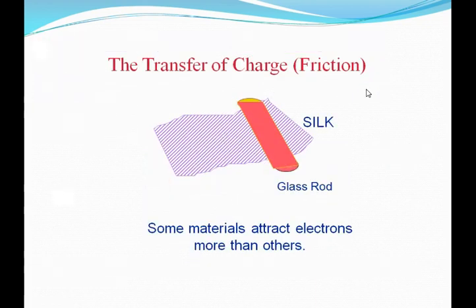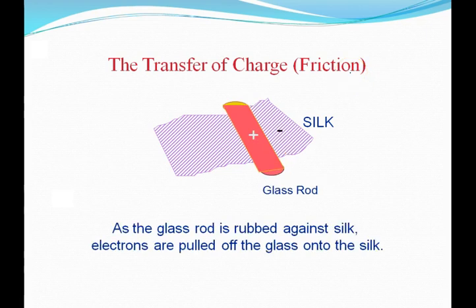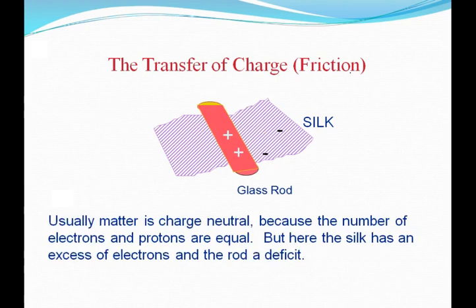Like here, the glass rod and silk. If I rub it, what will happen? The glass rod is losing the charge and the same amount of charge is gained by the silk. So silk is getting the negative charge. Again, I rub it, the glass rod is getting +2 charge, silk is -2. Again you can think of the conservation of charge. In the isolated system of glass rod and silk, the net charge is 0.